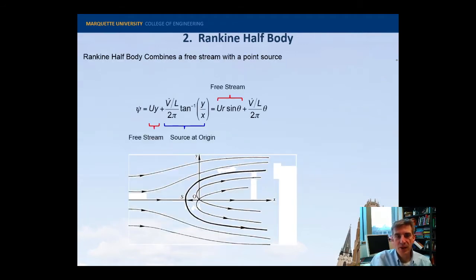All right. So in order to construct the Rankine half-body, we just sum up the free stream velocity with the point source, and I've written it here in xy coordinates or in r theta coordinates. And as we move through this solution, you'll see it's convenient to switch back and forth between the Cartesian coordinate system and the cylindrical coordinate system, r theta.